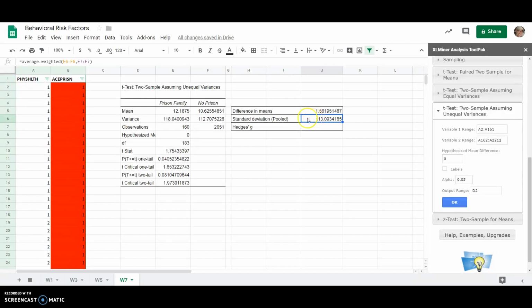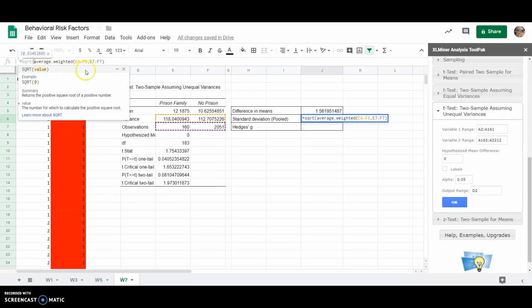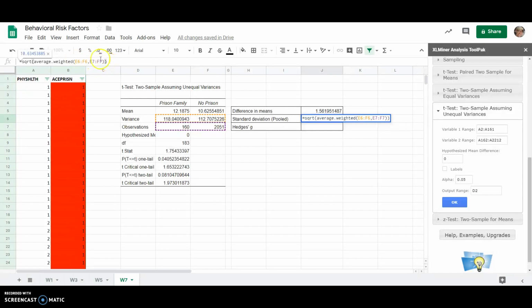And this isn't quite enough yet. This is just the weighted average. We also need to take the square root. So I'm doing SQRT. Notice I have two sets of parentheses. One is doing the square root, and one is just that weighted average. So look closely at where those parentheses are. And when I have that, I press enter. And this is called the pooled standard deviation.